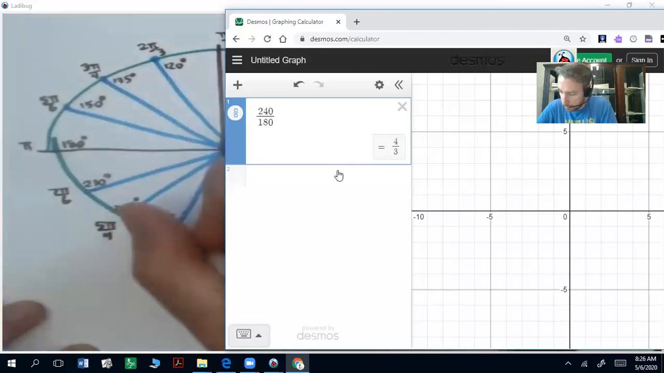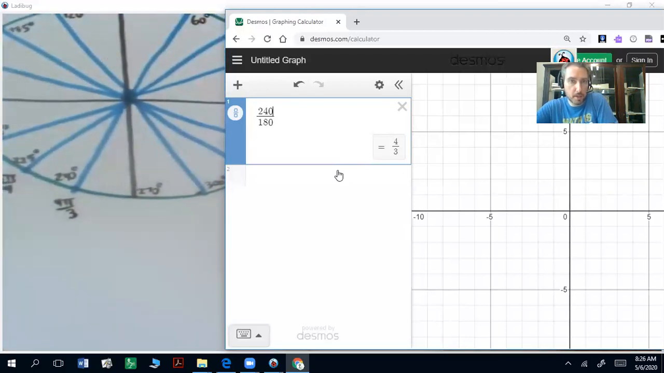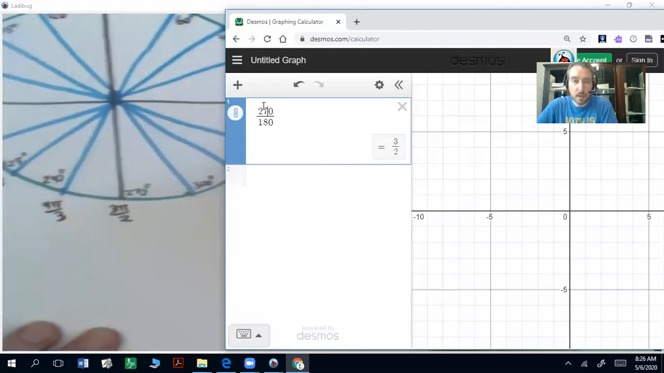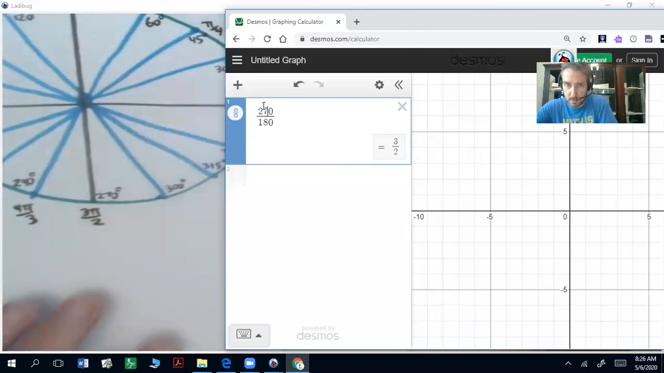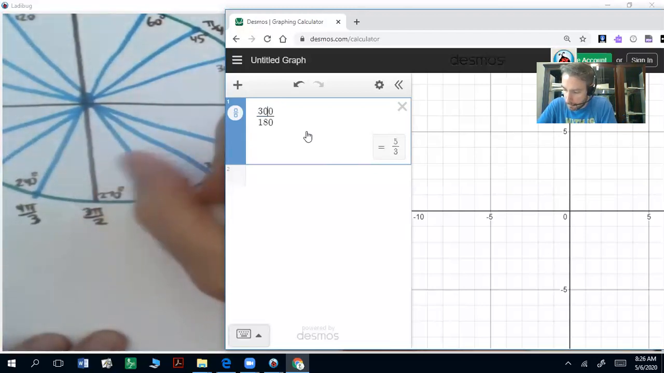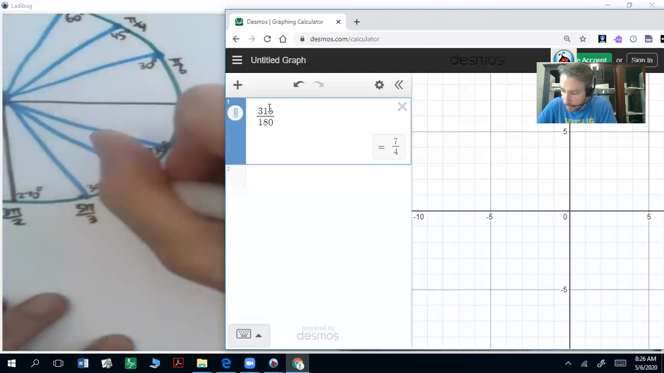4 pi over 3. 270 is 3 pi over 2. I know that much, but just to be consistent, I'll type that in. 300 is 5 pi over 3. 315, 7 pi over 4.